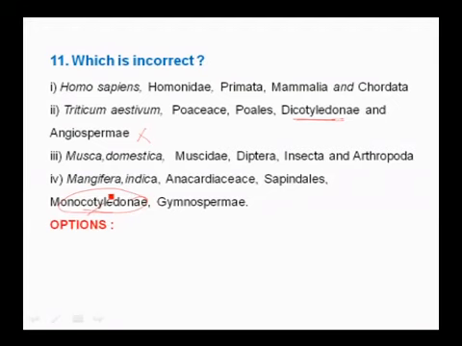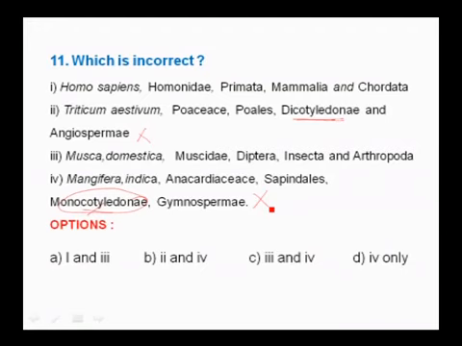So here two of the options are actually wrong. Let us see the options. So here you can see which is incorrect. The incorrect ones are 2 and 4. So B is the right option.